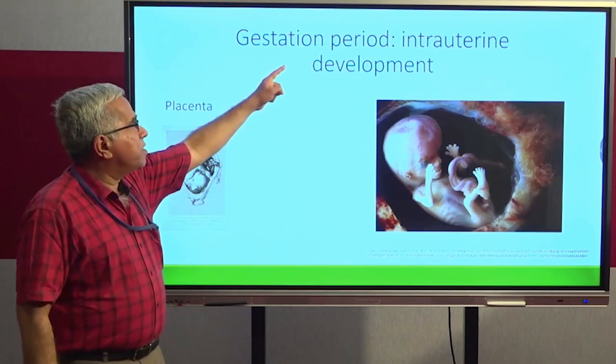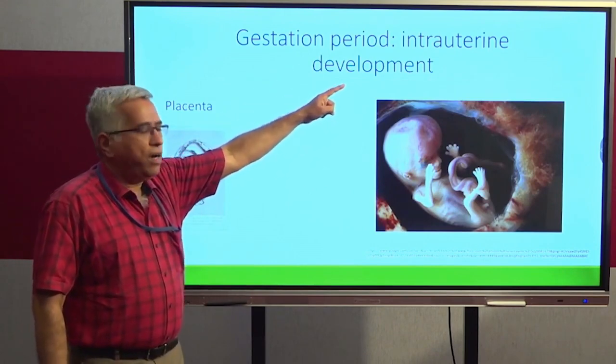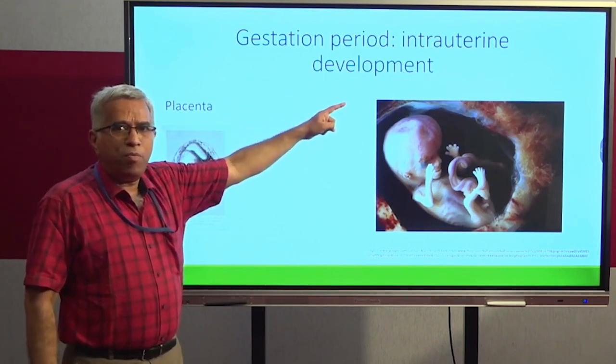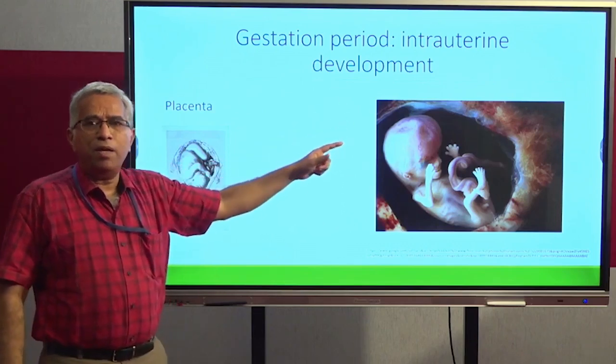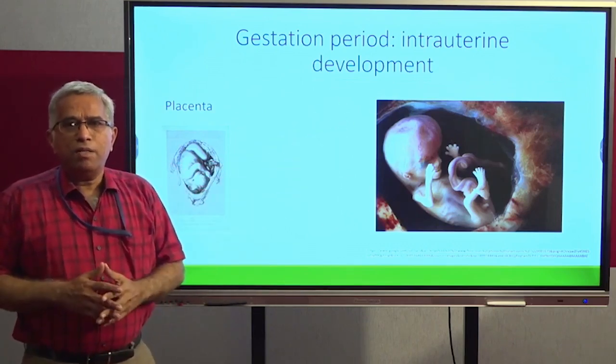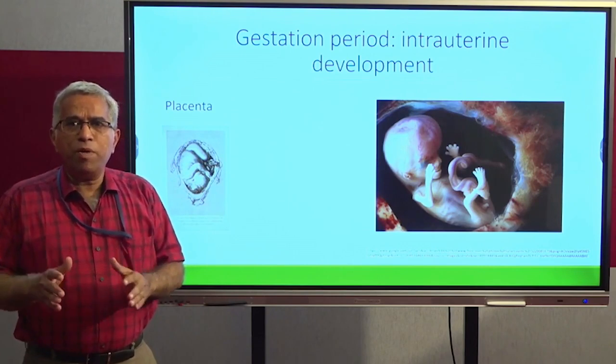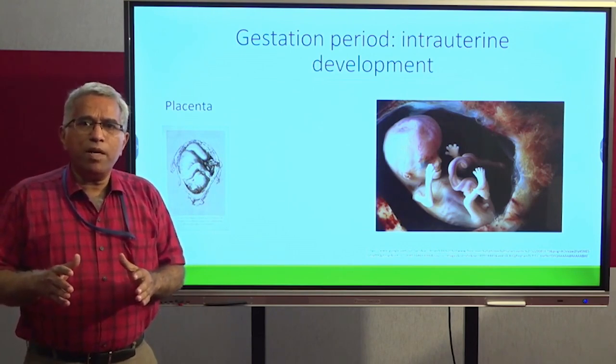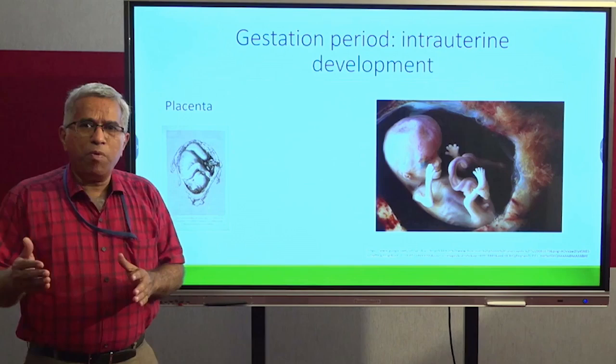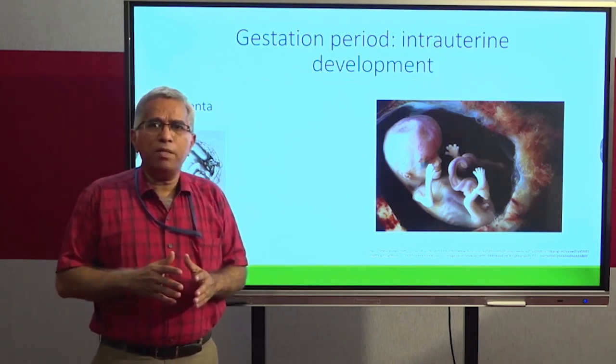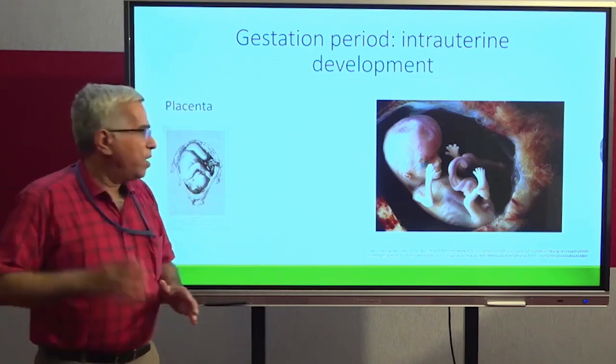Here you can see, gestation period is nothing but the intrauterine period that is required for the development of the baby within the uterus. Gestation period is 9 months in case of human beings. The longest gestation period is exhibited by elephants. The shortest gestation period is exhibited by opossum.